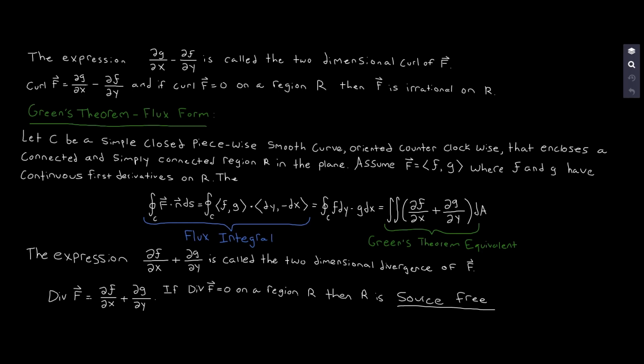So we look at the expression, the partial derivative of g with respect to x minus the partial derivative of f with respect to y. Well, that's called the two-dimensional curl of vector f. A curl is a measure of how much a vector field is trying to spin or rotate around a specific point. Curl itself is measured at a specific point, but when you integrate a curl over an entire region, it tells you the total net rotation around that region.